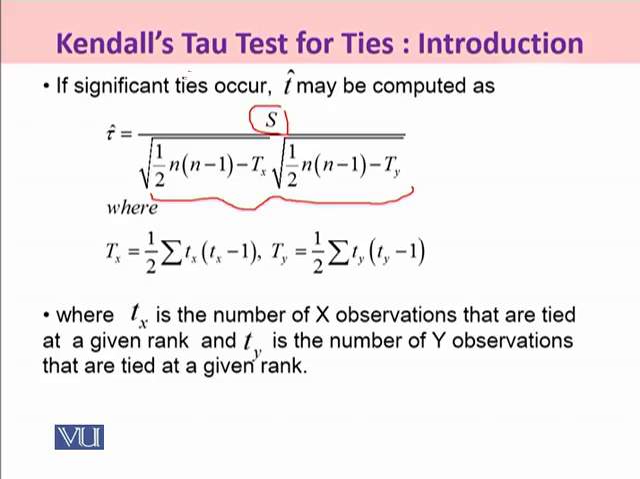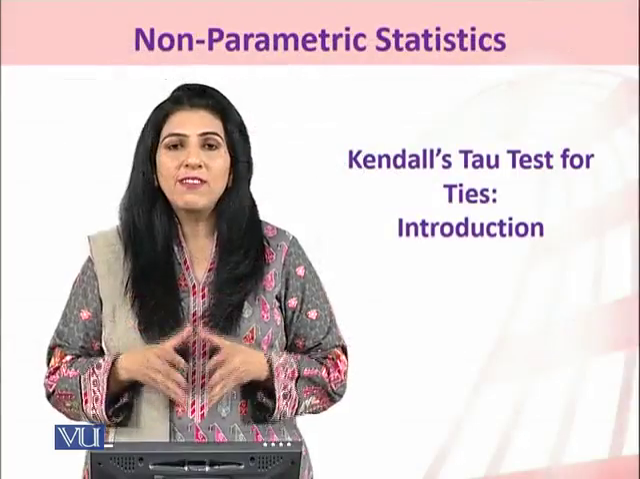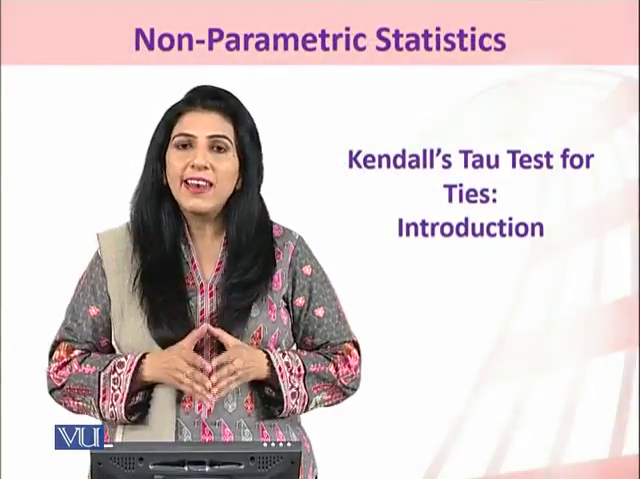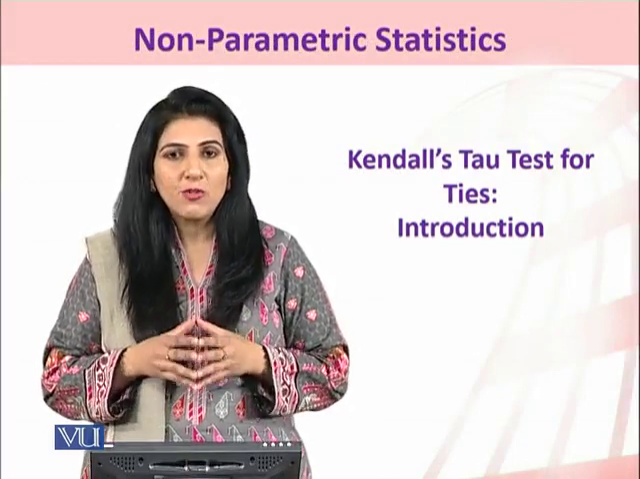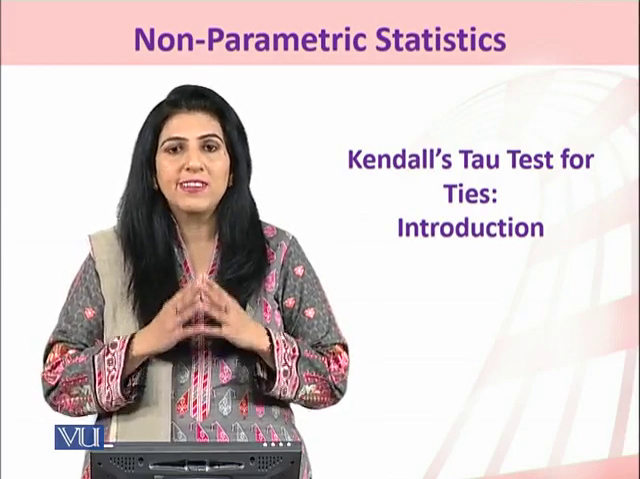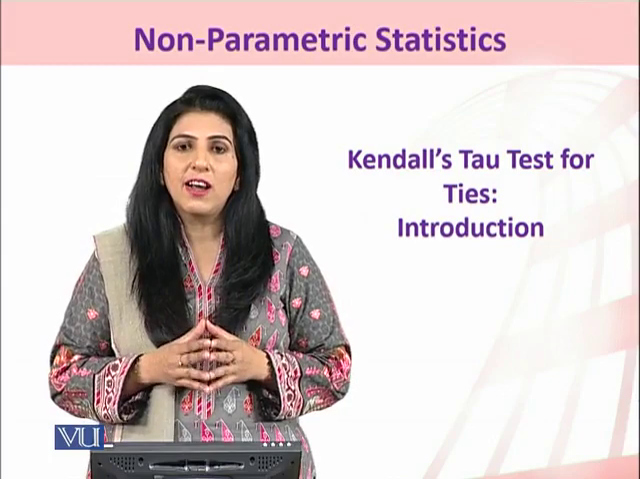Now as far as tx and ty are concerned, students, tx may be calculated as half of summation tx into tx minus 1, and the same way you would be calculating the value for ty, where this small tx is the number of x observations that are tied at a given rank, and ty is the number of y observations that are tied at a given rank. So students, if you have a significant number of ties, whether in x or in y or in both x and y, you would have to make the correction for the ties as far as the formula or the test statistic under Kendall's tau B test is concerned.